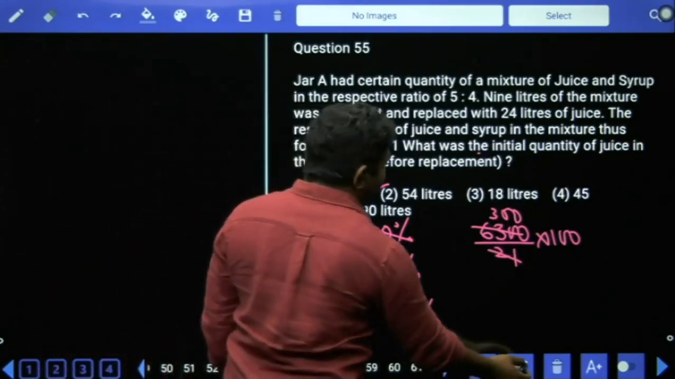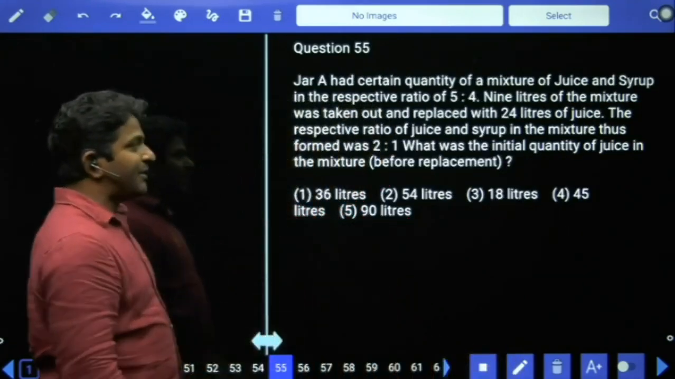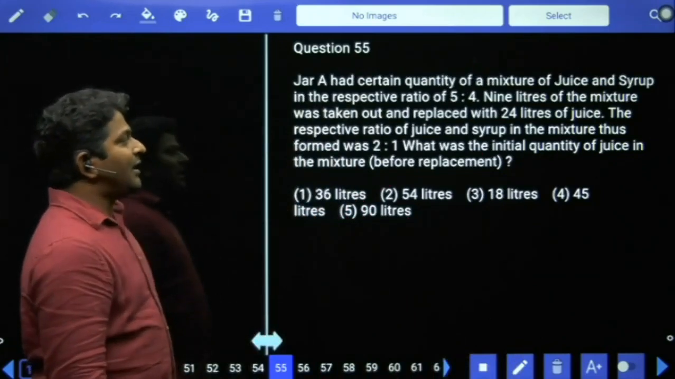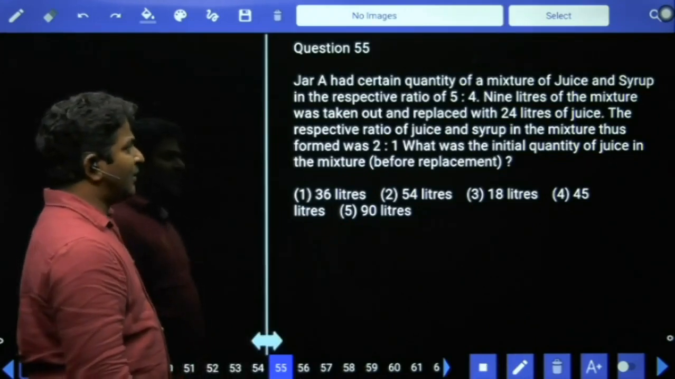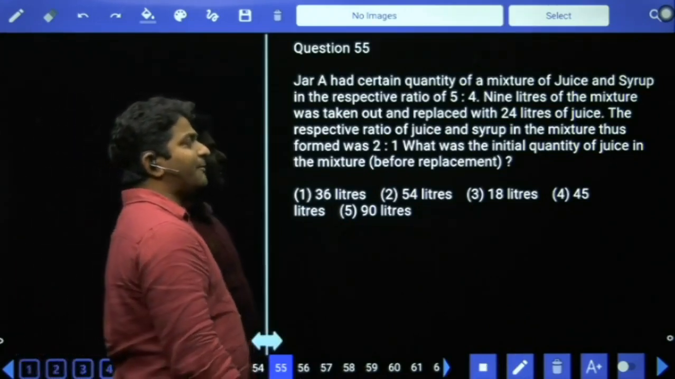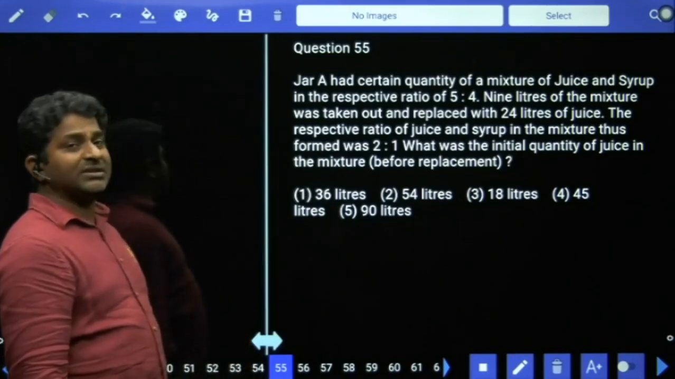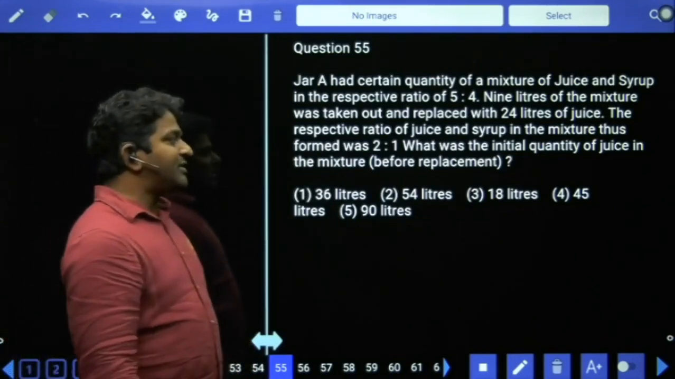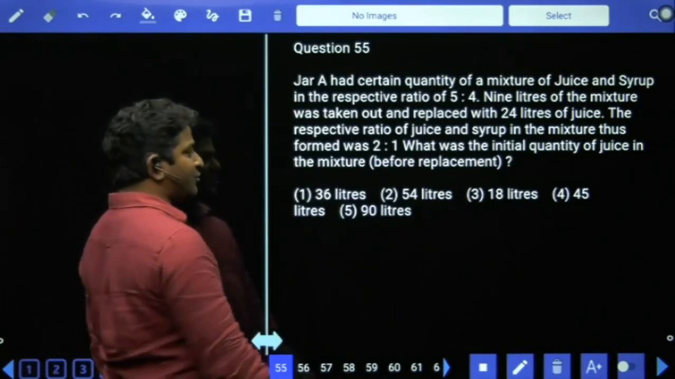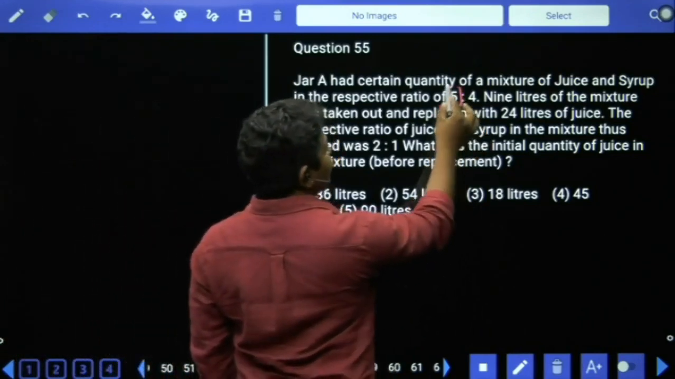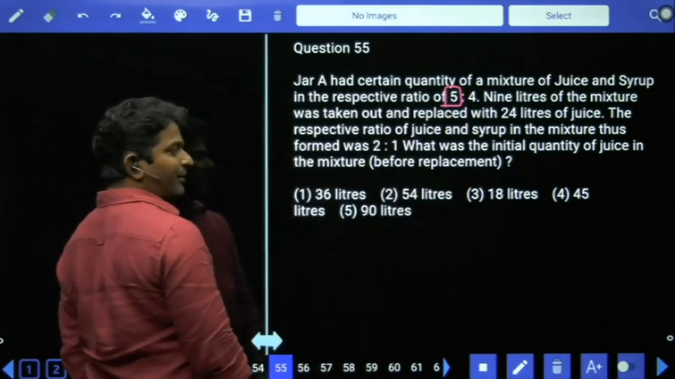Jar A had a certain quantity of mixture of juice and syrup in the ratio 5:4. 9 liters of this mixture was taken out and replaced with 24 liters of juice. The respective ratio of juice and syrup in the mixture thus formed was 2:1. What was the initial quantity of juice in the jar? Initial quantity of juice in the jar was 5 parts. That should be a multiple of 5.